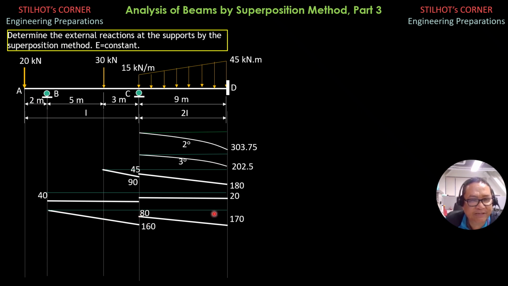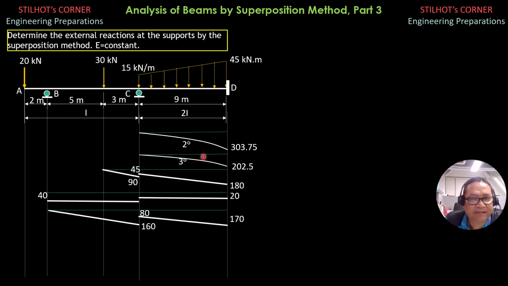So for the portion CD, due to the effect of the 20 kilonewton load, we have a couple of 80 kilonewton meter and a moment at the wall of 170 minus 80, so 90 kilonewton meter with this first degree curve. Then we also have for this portion a 90 couple at this 90 moment at the wall at C.